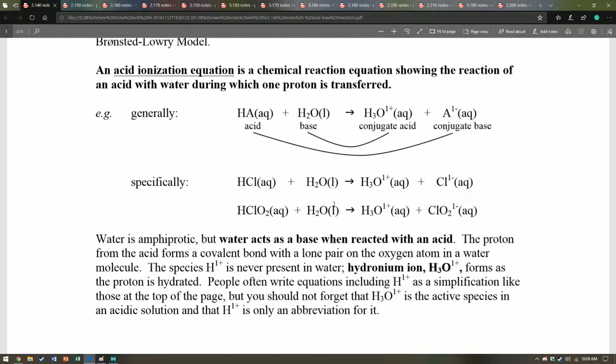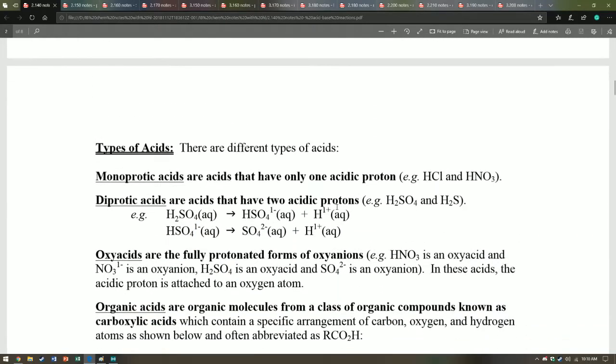H plus itself is never actually in water. It's generally hydronium, H3O plus. It's a simplification. The reality is that protons are very small, and because of that, they tend to bond onto lone pairs. They form a dative covalent bond, or coordinate bond, with one of the lone pairs on oxygen in the water molecules to form H3O plus. That's sort of what happens generally.